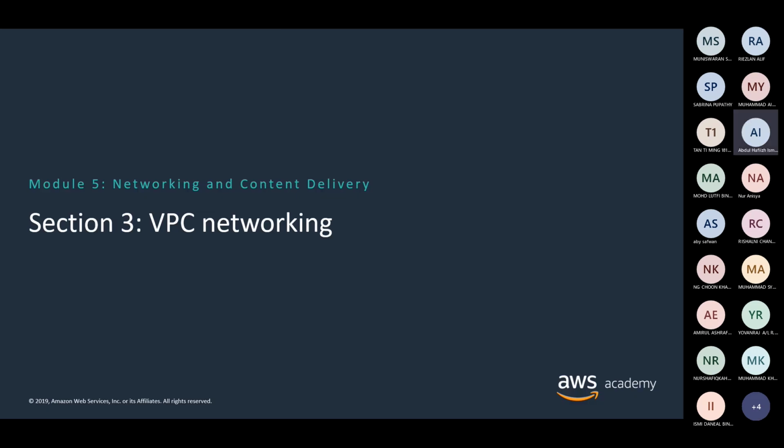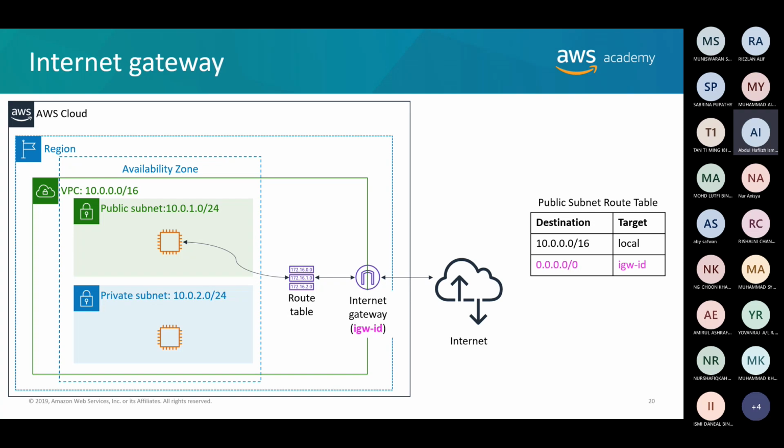VPC networking. For this section 3, now that you have learned about the basic components of VPC, you can start routing traffic in interesting ways. In this section, you learn about different networking options. For example, in Amazon Web Services there is a service called Internet Gateway. This is the VPC, and this is the region.